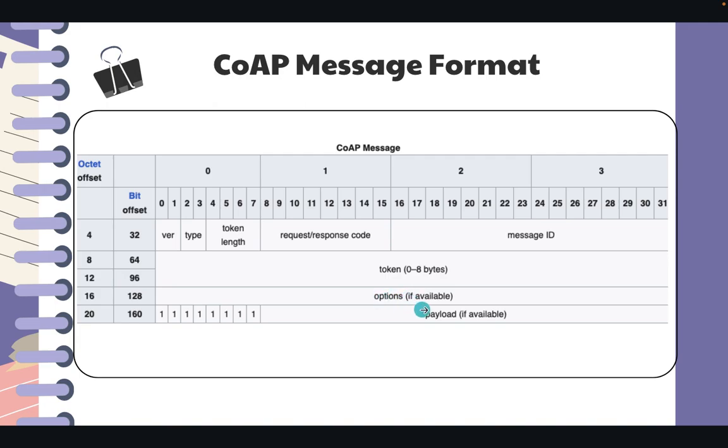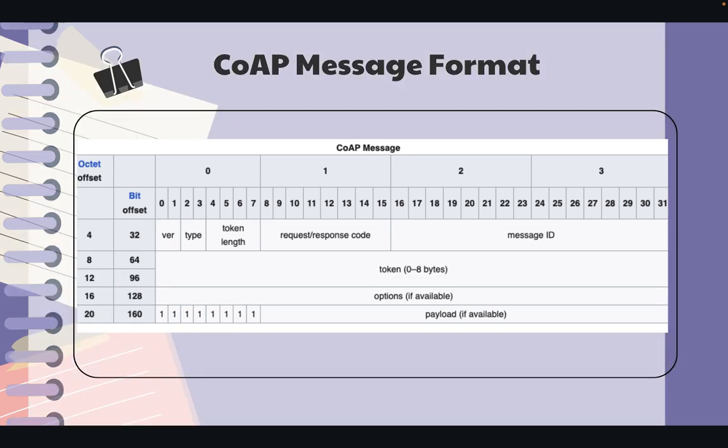And here comes the last one, that is payload. Payload is important data; it carries the CoAP application data, and it is preceded by 0xFF, which delineates the end of the options. And this is about the CoAP message format.